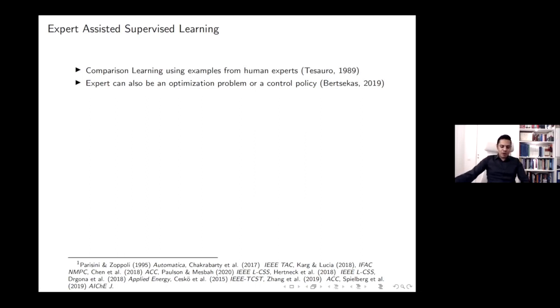And in the context of MPC, this idea also dates back to 95 with the work of Parisini and Zoppoli in their Automatica paper, where they presented a neural MPC. But this did not gain a lot of momentum back in the mid 90s for several reasons, I guess. But with the recent surge of interest in deep learning, this idea has gained enormous popularity.